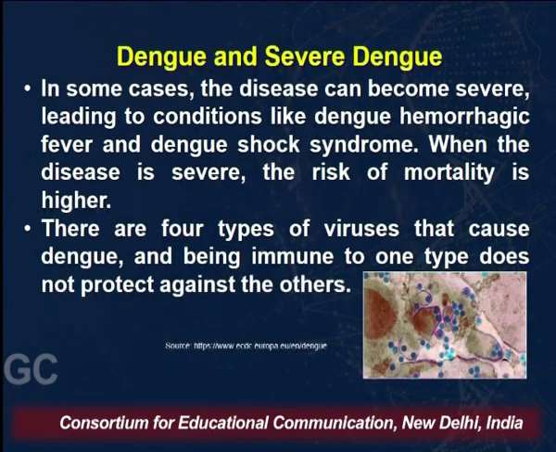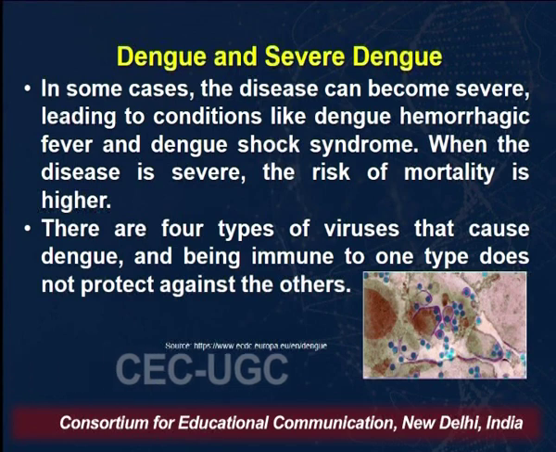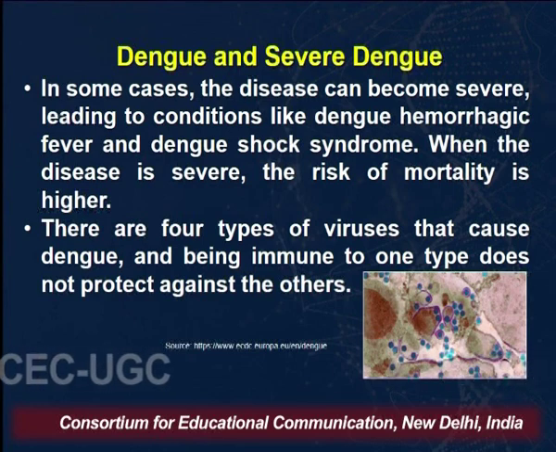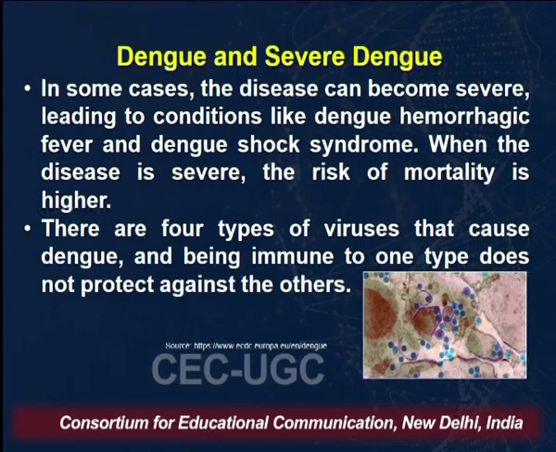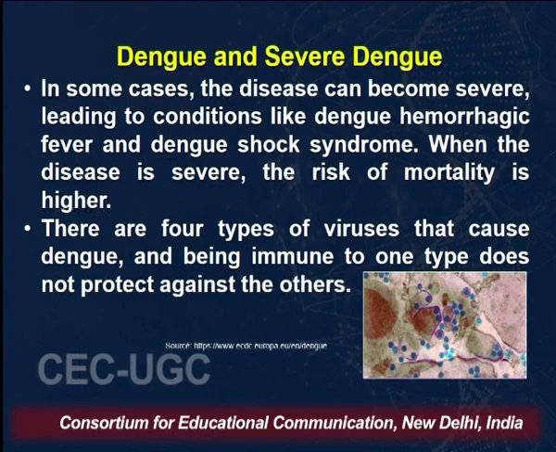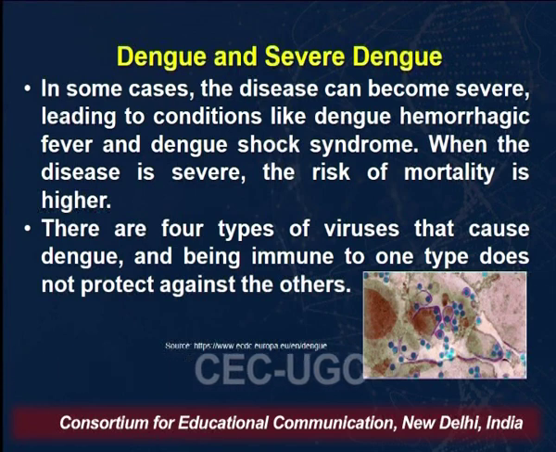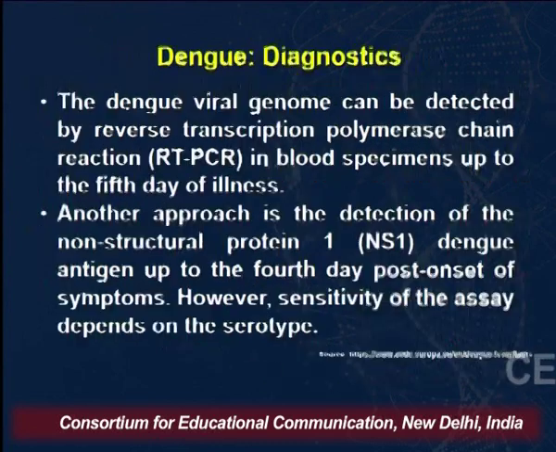Now, severe dengue cases can lead to a condition called dengue hemorrhagic fever or dengue shock syndrome. These conditions are generally severe, and the risk of mortality is very high in these particular cases. If we see the diagram over here, it is showing the viruses which are impregnated into the tissue sections.